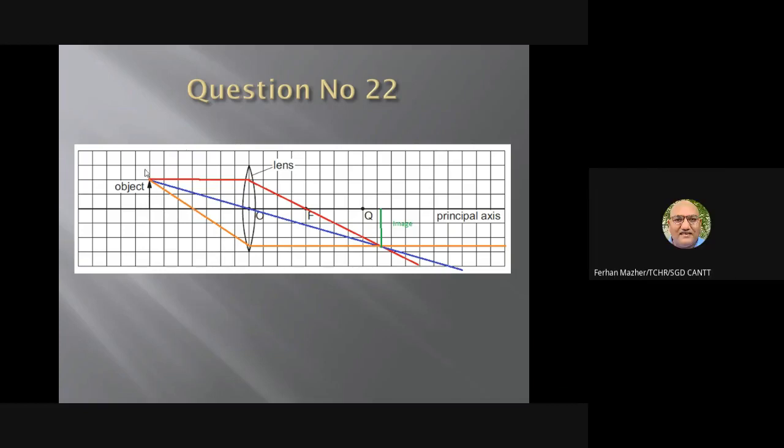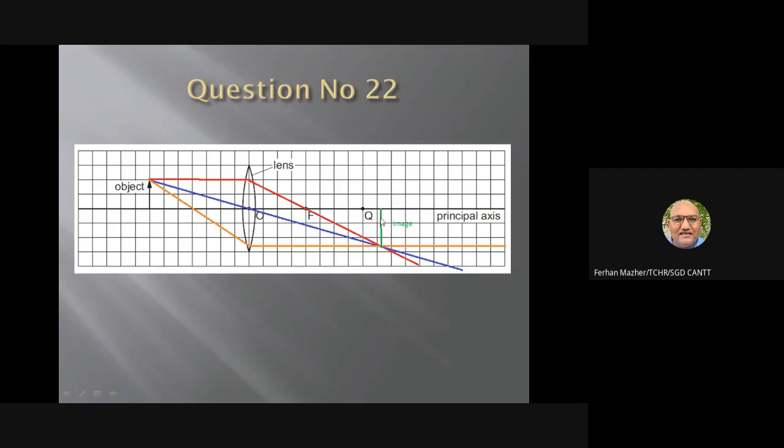I started the ray. This is the orange color ray, started from the head of the object. It passes through the F, and when it touches the lens, after passing through the lens, it becomes parallel to the principal axis, where all these three lines intersect. There the image will be formed.